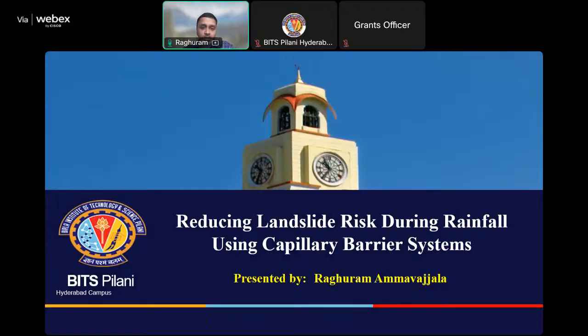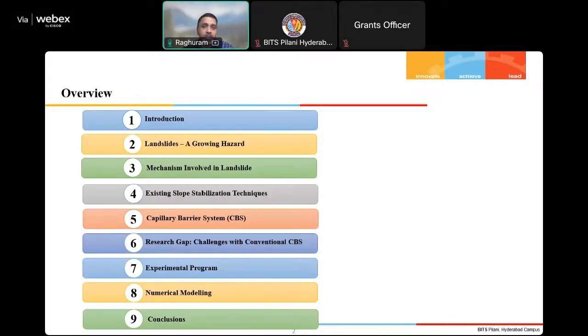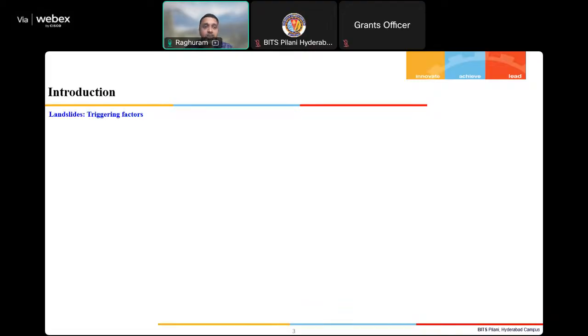Good afternoon, all. In today's talk, I'll be covering how we can reduce the risk during landslides using specifically capillary barrier systems. So my presentation goes like this. First, I will introduce the topic, and then we'll see the mechanism that is involved in landslides and what are the existing slope stability techniques and capillary barrier systems. What is the mechanism involved in capillary barrier systems, and the studies that we have already conducted at BITS regarding the experimental program and numerical modeling, and finally we'll conclude.